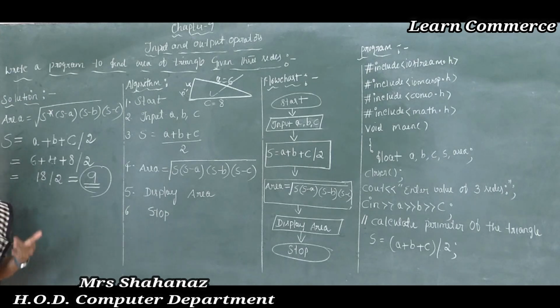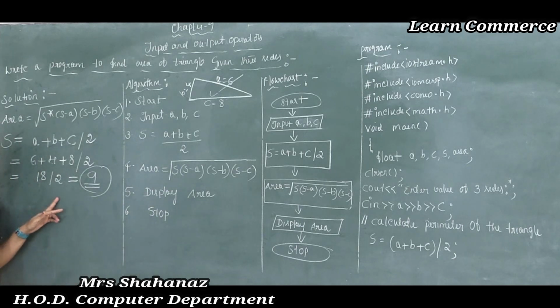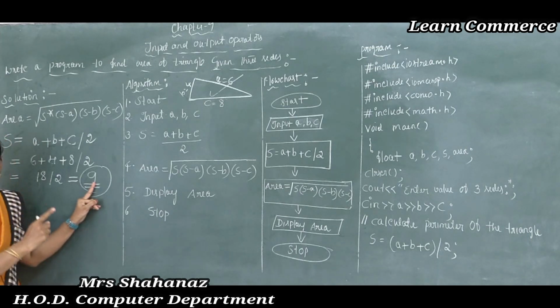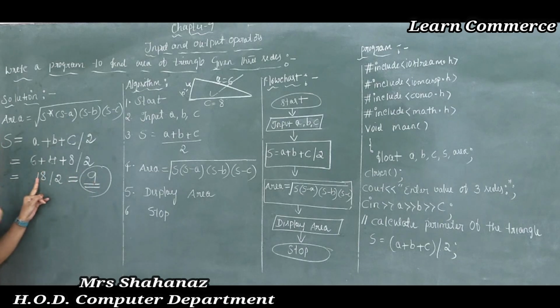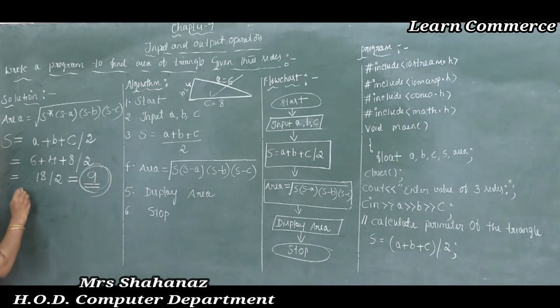So what about the semi-parameter? The meaning of the semi-parameter here, we can say that the semi-parameter is half of the perimeter of the triangle. Clear this point here? The semi-parameter is actually estimated as 18 by 2. So the meaning of the semi-parameter is half of the perimeter of the triangle. Clear this one? Because the s value is equal to 9. Correct? The s value is equal to 9 here.